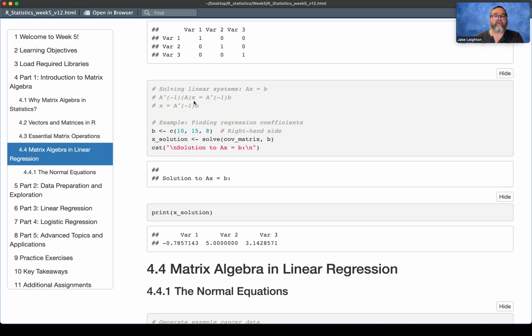That'll give us 1. We're left with X, right? And on the right side, we just have A to the -1 times B, right? And we know how to solve that. Well, we just find the inverse, right? So solve covariant matrix, that gives the inverse, and then we want to dot product that times b.